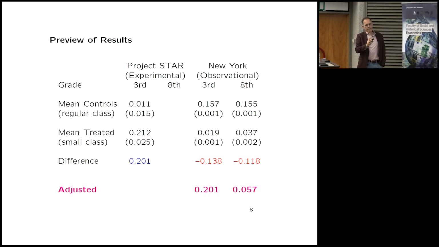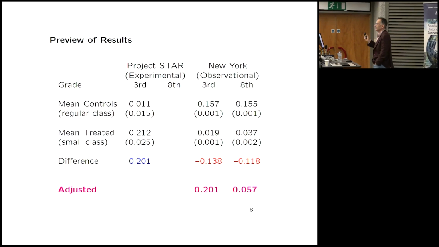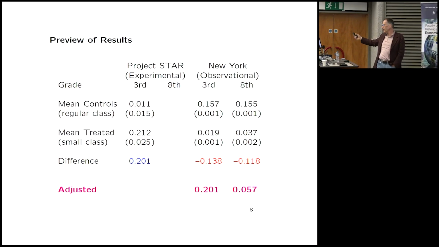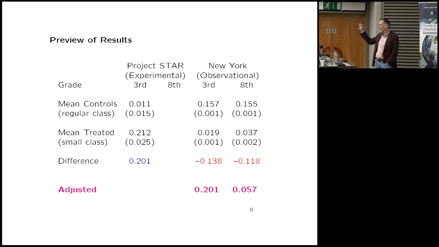Once we do that, we get these adjusted numbers. The raw differences are still somewhat covariate adjusted, but now the labels are correct. Before we had the minus 0.138; the adjustment gives us the exact same number as in Project STAR by construction. That's what the adjustment is going to do. We apply that same adjustment to the 8th grade data, and now we get an estimate that is positive, 0.057. My prior was that the effect of having a small class should be positive even on 8th grade test scores, and now we get an estimate.